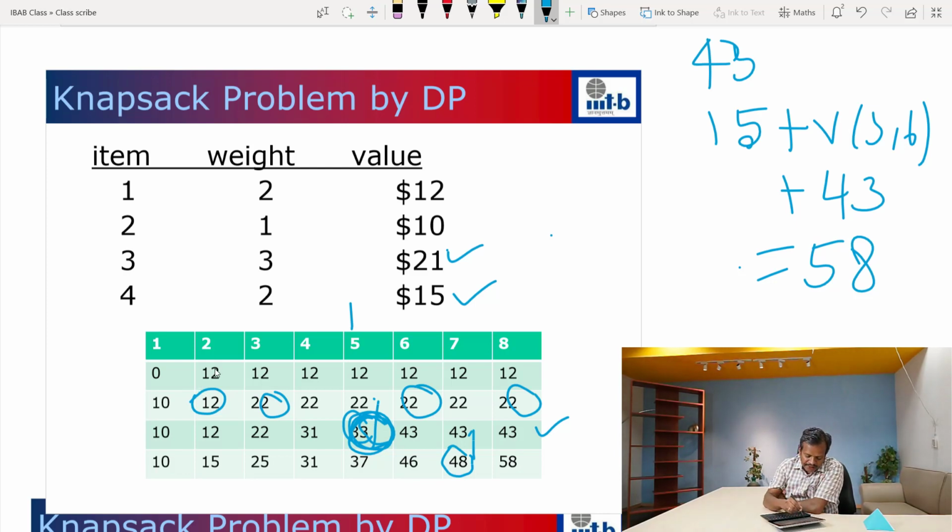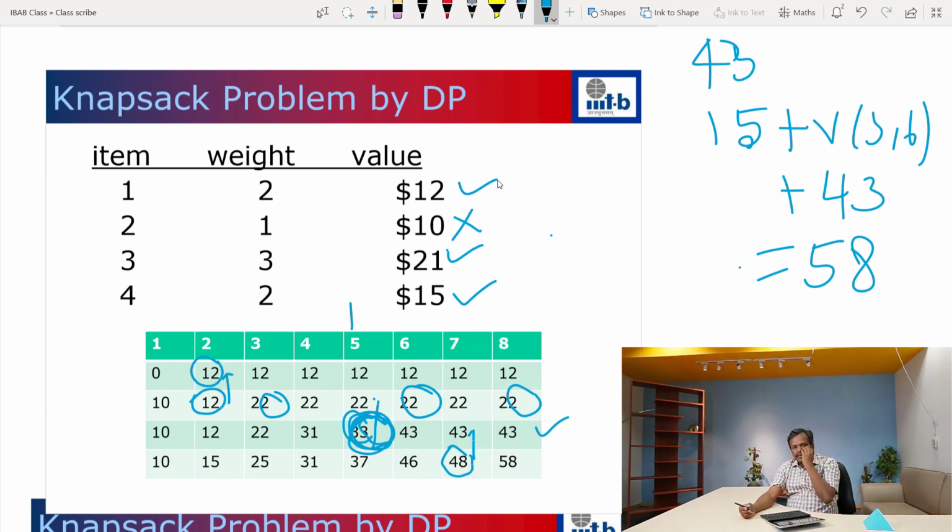The 12 is again equal to the 12 just above. You have to just look at the above entry. If it is equal, that means that you have not used the second item. So you have not used the second item, and i comes here. This is a value which is greater than 0, so that means that I have picked the first item.